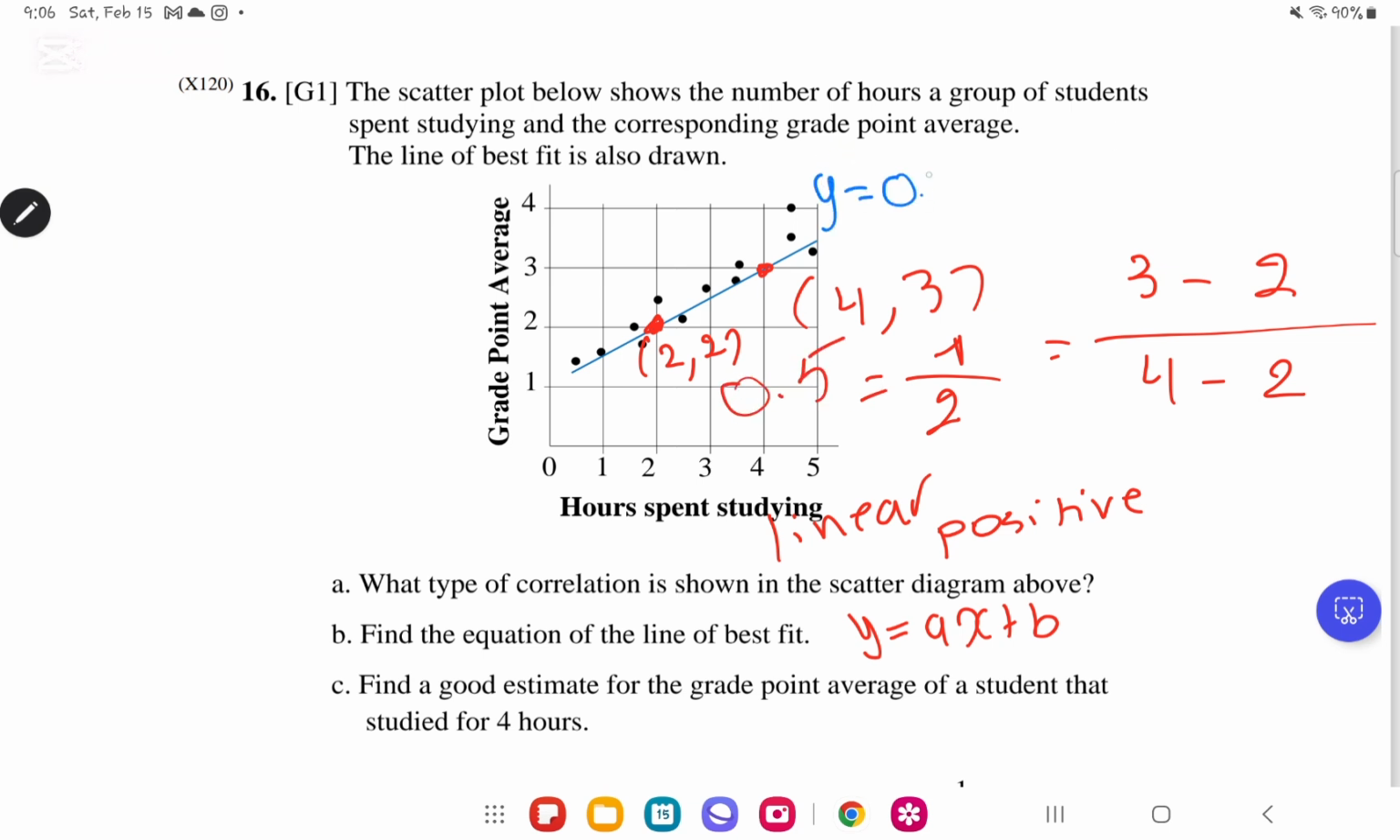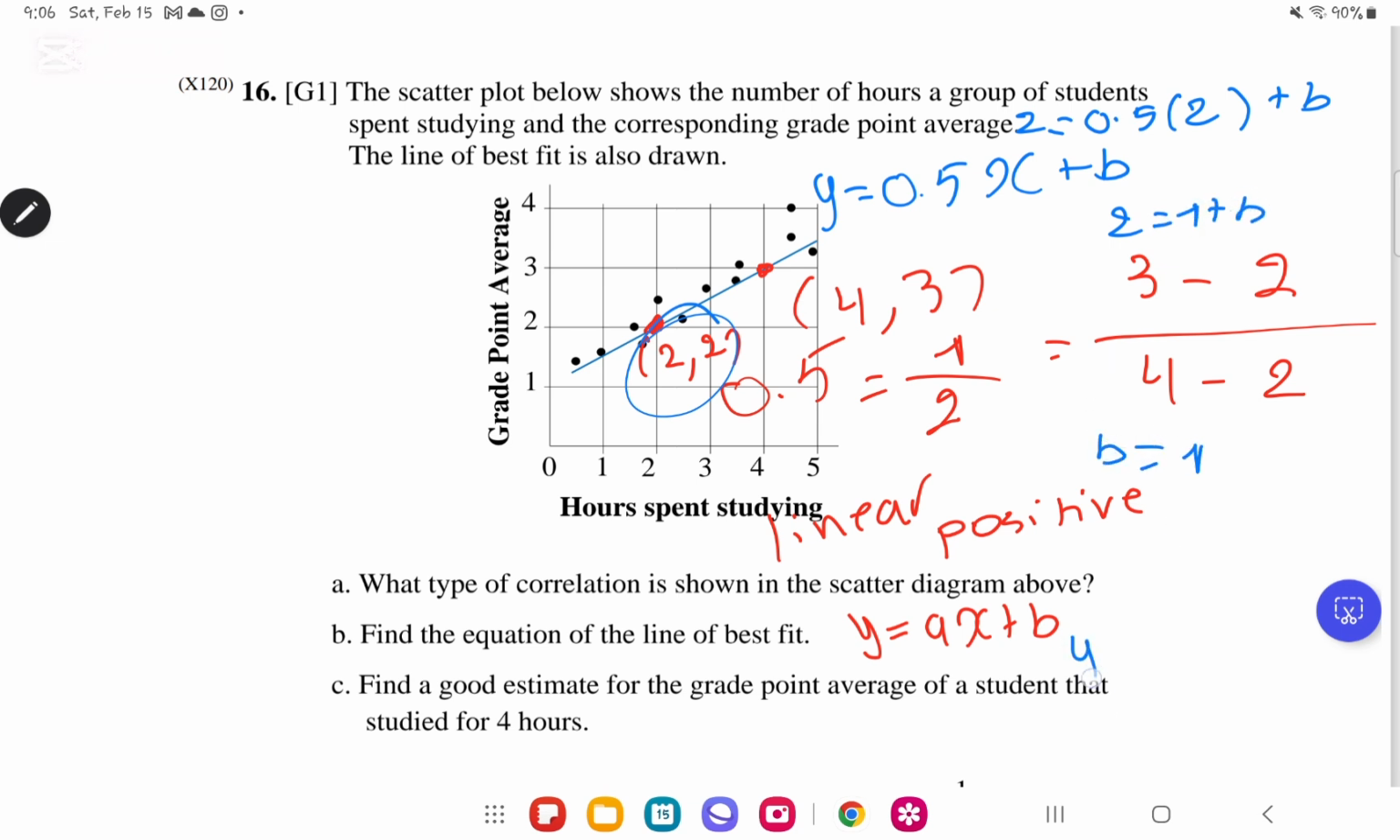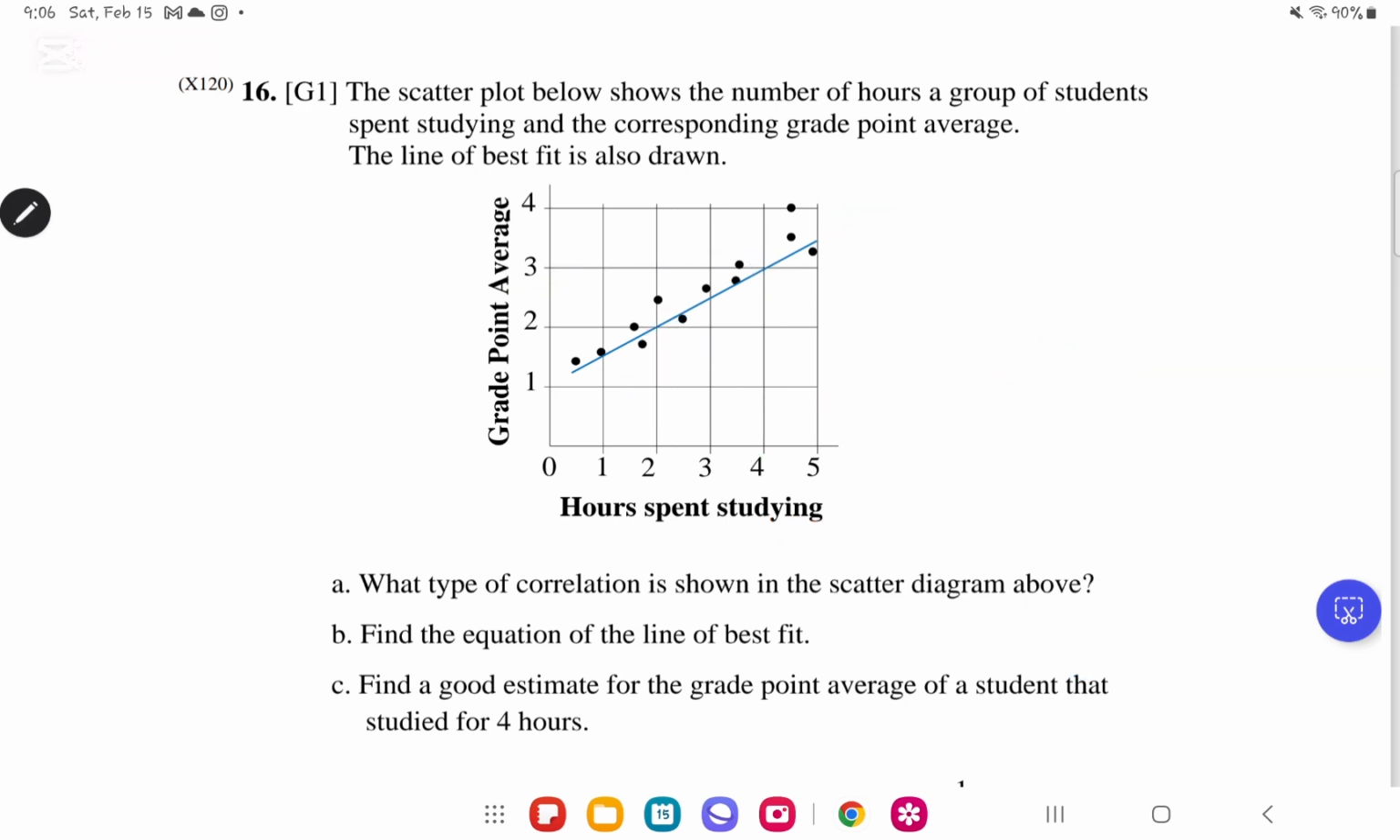So y is equal to 0.5x plus b. Now to find the value of b, you take any point, for example 2, 2, and substitute it. So it becomes 2 is equal to 0.5 times 2 plus b. So 2 is equal to 1 plus b. The value of b is equal to 1. So the line of best fit is y is equal to 0.5x plus 1. We move on to part C. They said find a good estimate for the grade point average of a student that studied for 4 hours. For 4 hours, their grade point average is going to be 3. That's it for number 16.